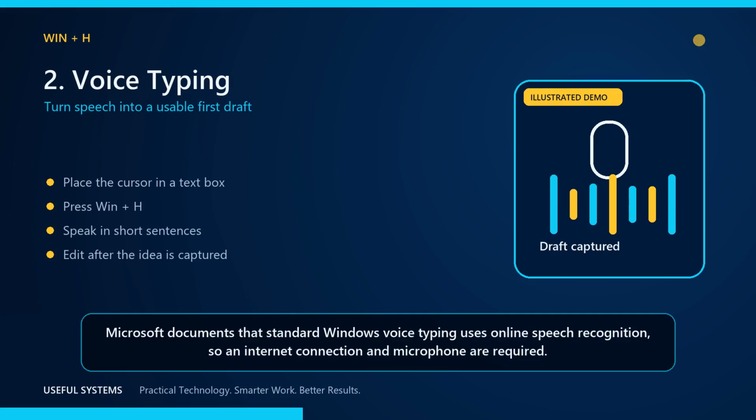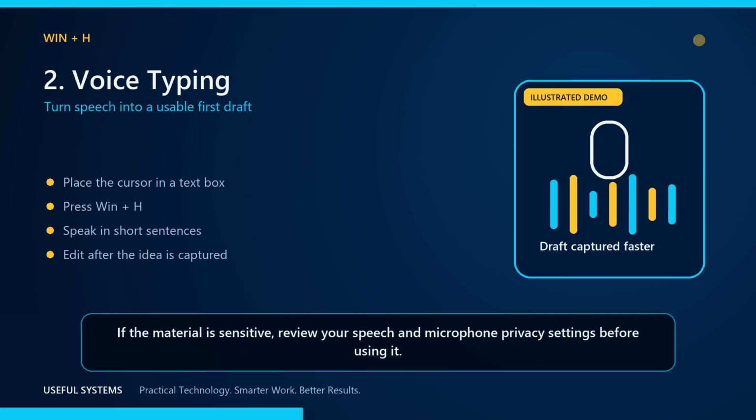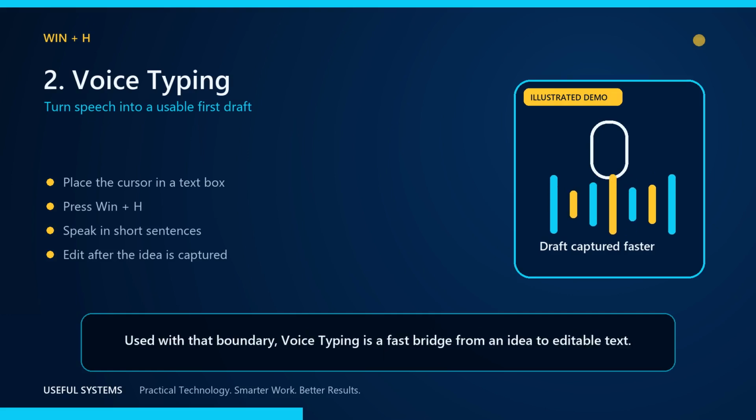Microsoft documents that standard Windows voice typing uses online speech recognition, so an internet connection and microphone are required. If the material is sensitive, review your speech and microphone privacy settings before using it. Used with that boundary, voice typing is a fast bridge from an idea to editable text.